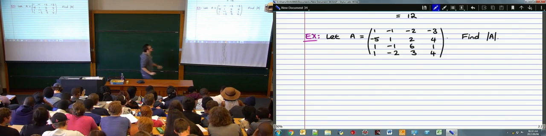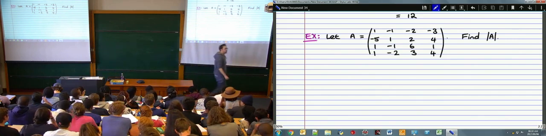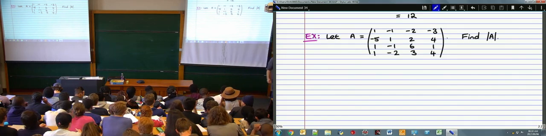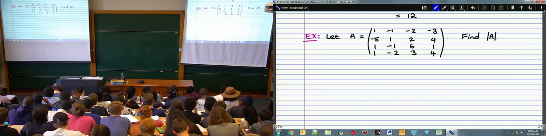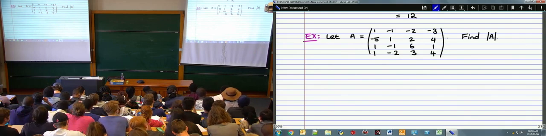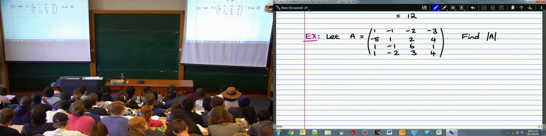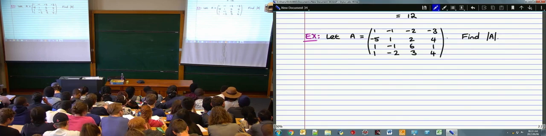It's a 4 by 4 matrix. It doesn't have any zeros in it. We're going to try to calculate the determinant of this matrix A. Now you can do this 2 ways. You could either just immediately try to do an expansion straight away. Right? That's a terrible idea.